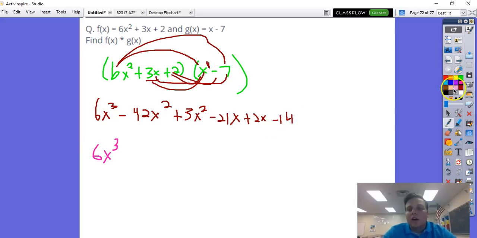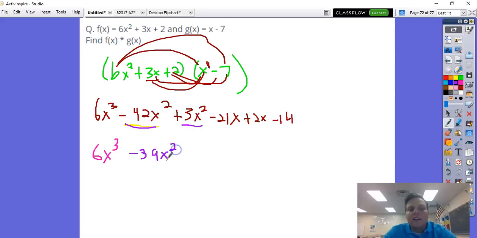Well, I have an x squared right here. I'm changing colors real fast. I have an x squared right here. And I have an x squared right here. So I can put these two together because they have the same variables with the same exponent amount. All right. So negative 42x squared plus 3x squared is minus 39x squared.